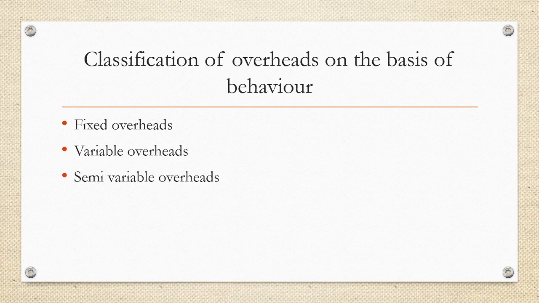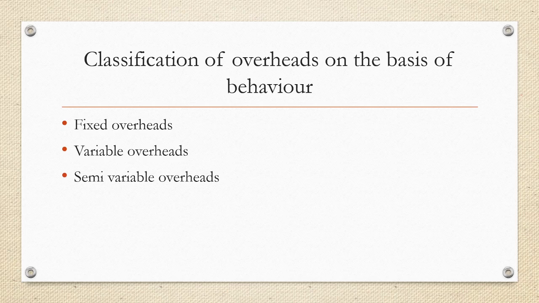They are fixed overheads. And then the variable overheads. What are variable overheads? These are the overheads which vary in total in direct proportion to the volume of output. What does it mean? It means that as the production increases, the variable overheads also increase, and as the production decreases, the variable overheads decrease.